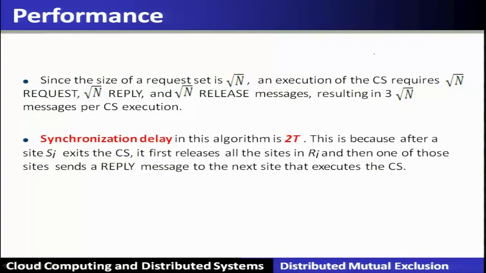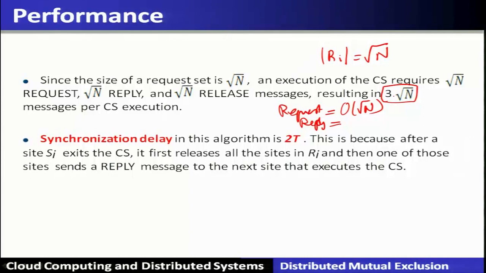Next is the performance of this algorithm. Now, we see that there are three different types of messages: request, the first one, requesting the critical section; the second one to get the replies; and then finally when it exits the critical section, release. Now, you know that the size of the request set is root n. So, the request messages will be of the order root n. Similarly, reply also will be that much, and the release also will be. So that means there are 3 root n messages per critical section invocation required in this algorithm.